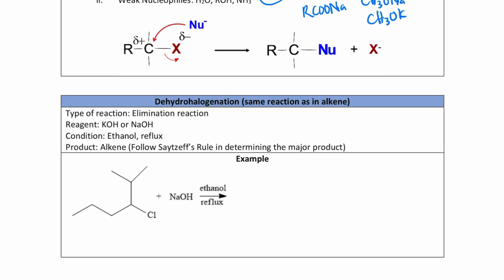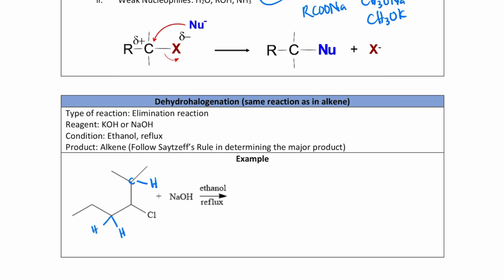So ini NaOH, ethanol reflux. Basically kita akan eliminate HCl dekat sini. So Cl is over here. Next we need to determine hydrogen dekat mana. This carbon here ada 1, 2, 3 bond. That means dia ada 1 H. So let us draw the hydrogen here. And this carbon ada 1, 2 bond, so dia ada 2 H.